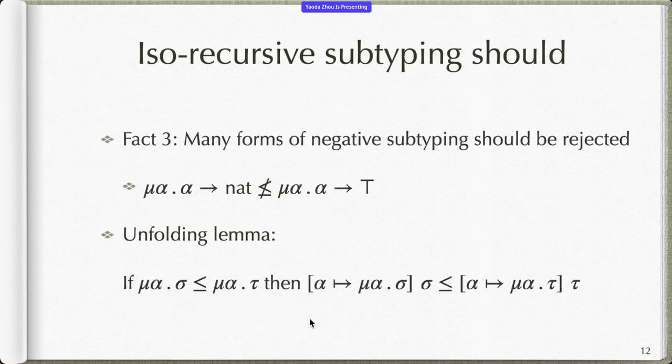And thirdly, many forms of negative subtyping should be rejected. So for example, this mu alpha. top to net is not a subtype of mu alpha. top to top, although net is a subtype of top, because it violates an important property which will break the soundness of a type system with iso-recursive subtyping. So this important property is what we call the unfolding lemma, and it says that if two iso-recursive types are subtypes, then their one-step unfolding will retain the subtyping relation.